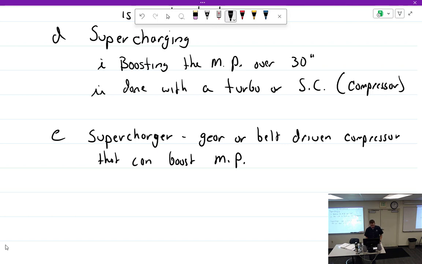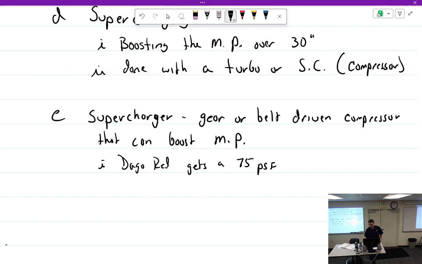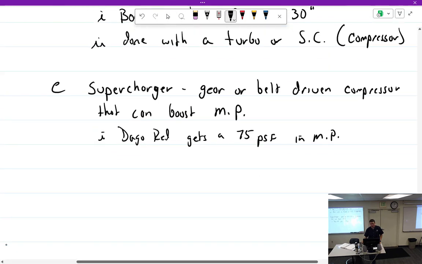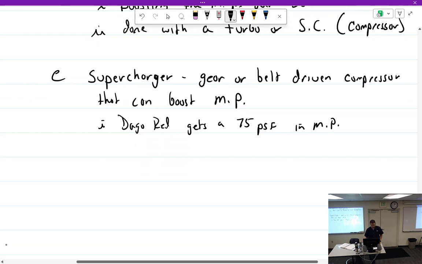So I had Dago Red up there. I don't even know if that plane's still around. I just got this off the internet. It gets a 75 psi boost in manifold pressure. That is a freaking lot. That is somewhere around 140 to 150 inches of Hg.